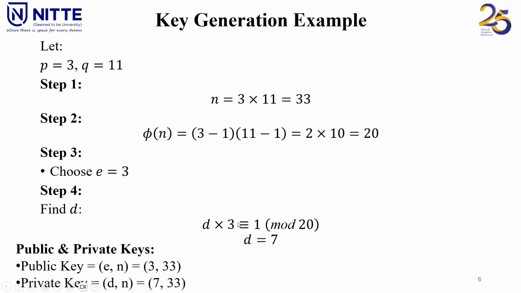So 3 cross 3 is 9, again the remainder will be 9 only. Then 4 cross 3 is 12, again 12. 5 cross 3 is 15, 6 into 3 is 18, 7. When we multiply 7 into 3, it becomes 21. When I perform the modulus with 20, I get 1 as a remainder. So it satisfies the condition, and I choose D is equal to 7. So the public key will be 3 comma 33 and the private key will be 7 comma 33.